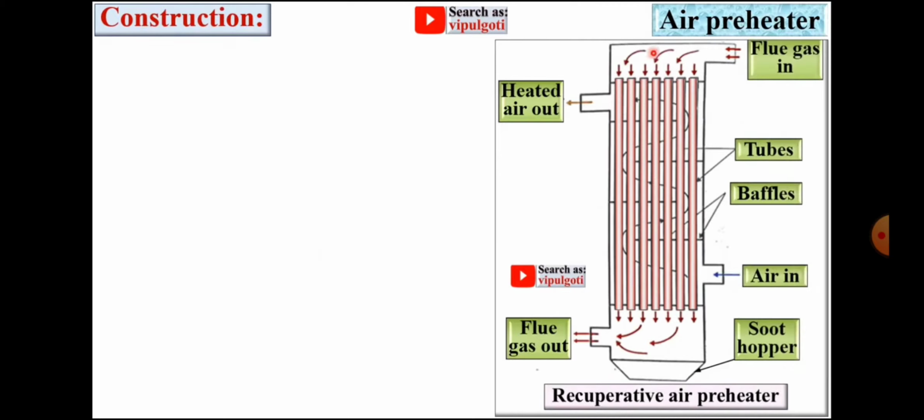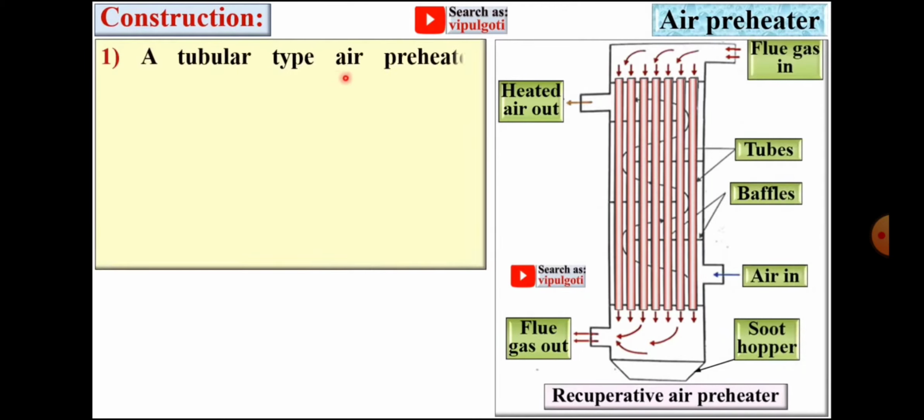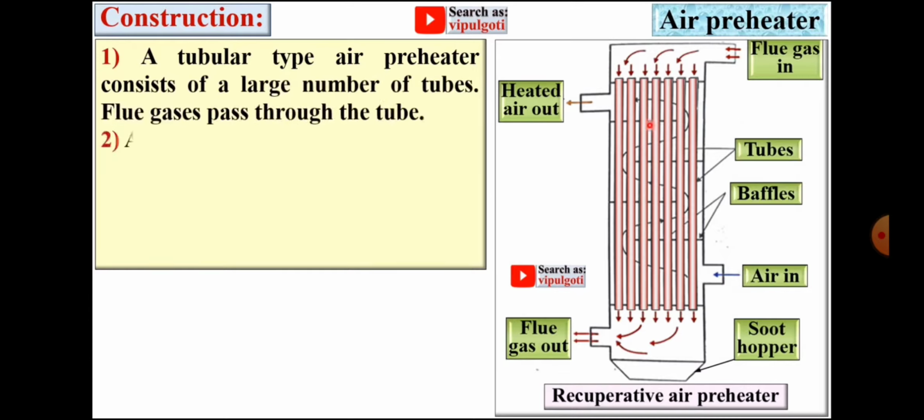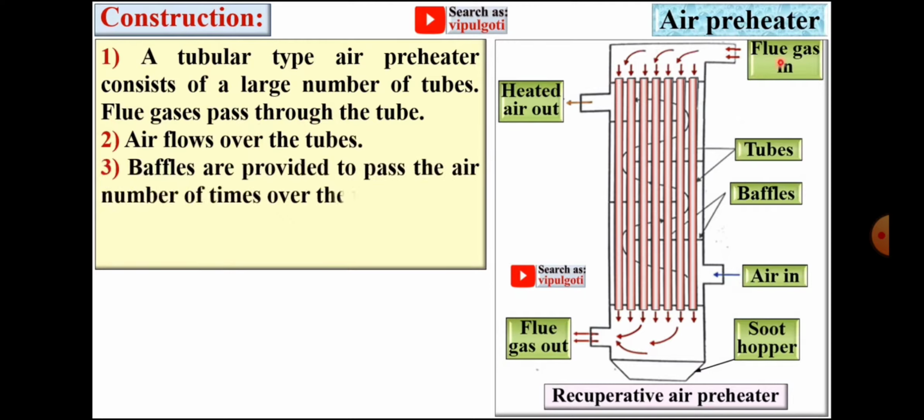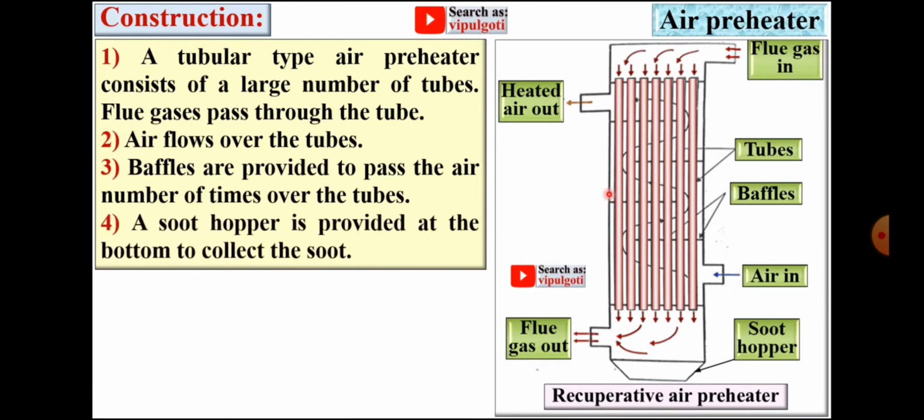Now the construction of the air preheater. A tubular type air preheater consists of a large number of tubes, shown here in red. Flue gases pass through these tubes. Air flows over the tubes. Baffles, shown in black, are provided to pass the air a number of times over the tubes. A soot hopper is provided at the bottom to collect the soot.